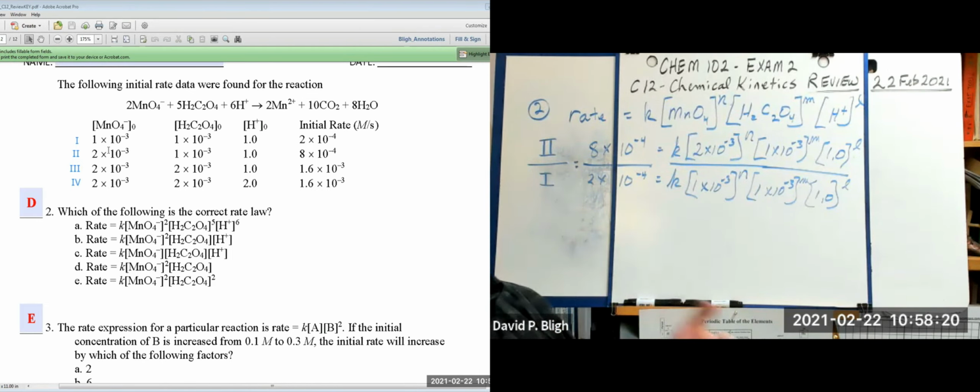So what's the rate for 4? 1.6 times 10 to the minus 3. Same for the other one. Okay, K's are the same. Manganate's the same, 2 times 10 to the minus 3. That doesn't change. How about this one? That one doesn't change from there to there, right? So that one cancels. Right? And this one is 2 and 1, correct?